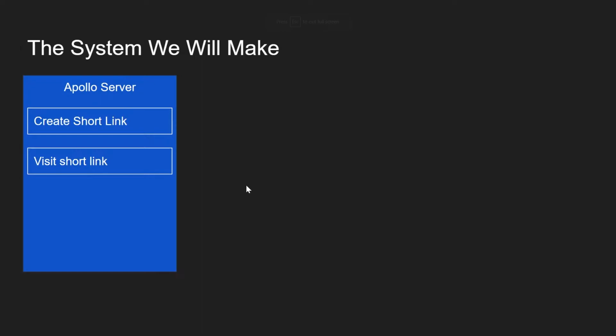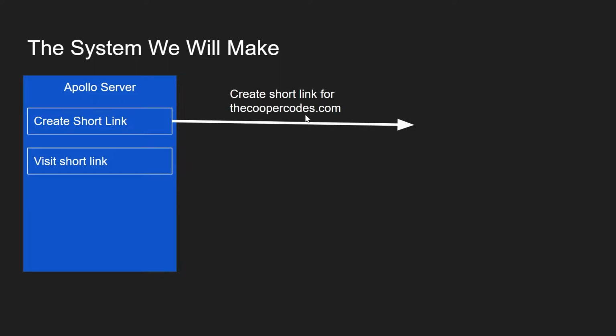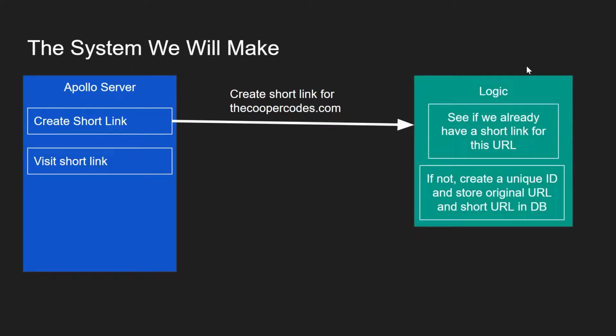Let's get into it. Before diving into the code, let's take a look at the system we're going to create throughout this video. So we're going to have an Apollo server with two main functions, creating a short link and then visiting a short link. For example, if a user wanted to create the short link for thecoopercodes.com, what would happen is we'd call our Apollo server and the user would input thecoopercodes.com. And with that input, we would go over to the logic for this Apollo server function.